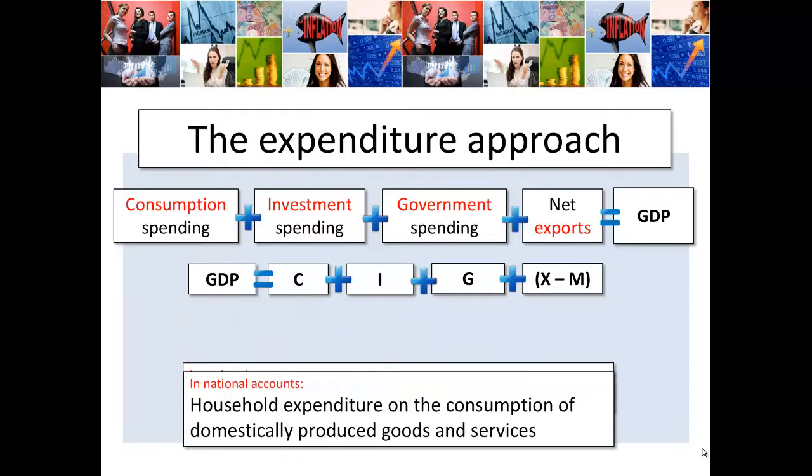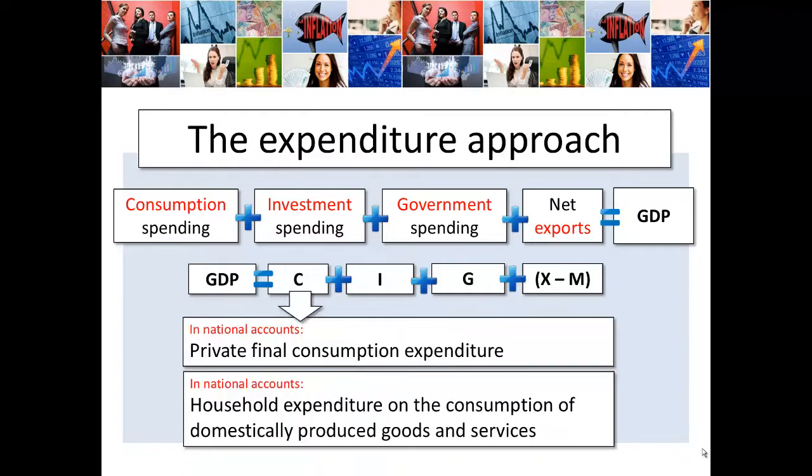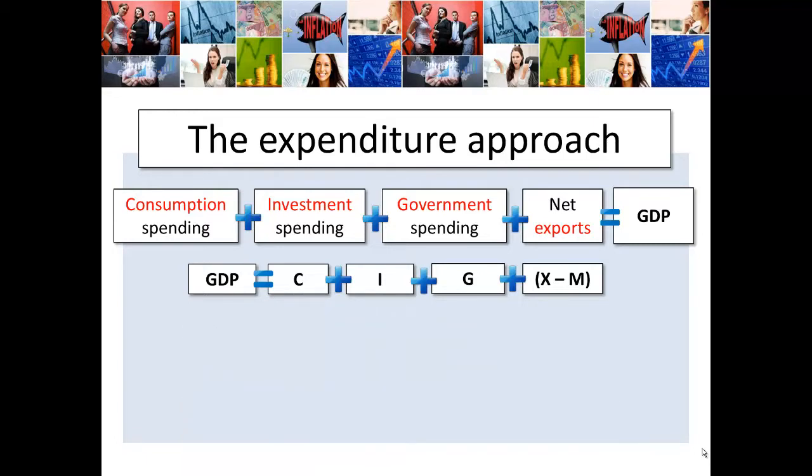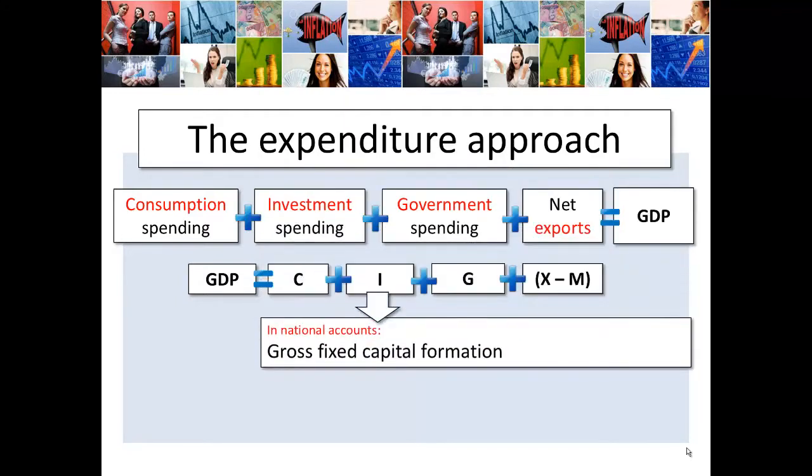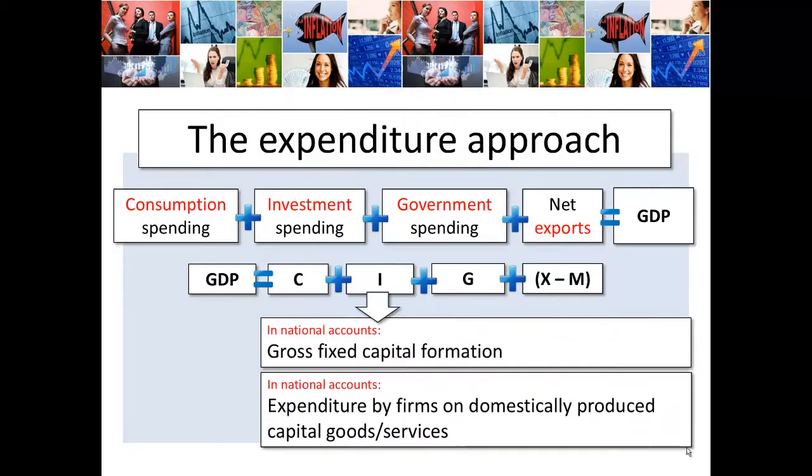Right, C. Private final consumption expenditure. You will need to identify this in national accounts. And this is household expenditure on the consumption of domestically produced goods and services. Investment. In the national accounts, investment is trickily named gross fixed capital formation. And this is expenditure by firms on domestically produced capital goods and services.